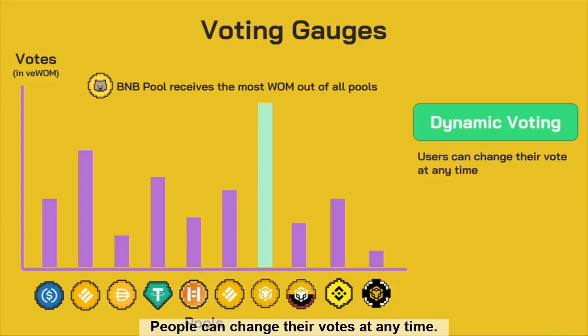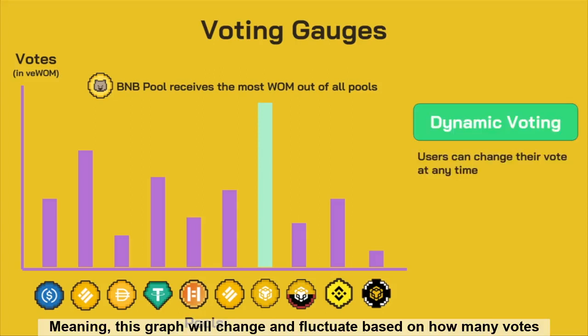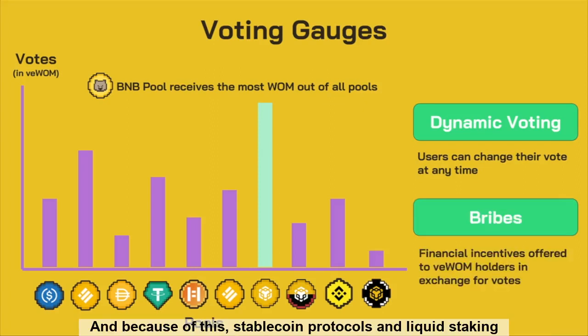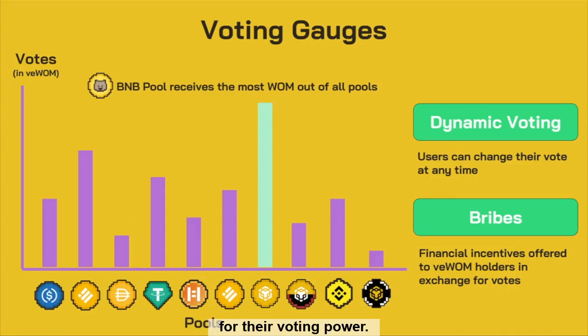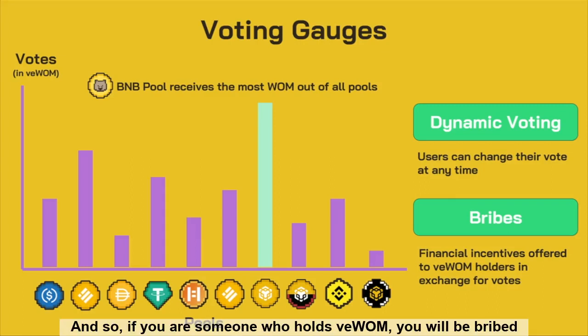People can change their votes at any time, meaning this graph will change and fluctuate based on how many votes it gets. And because of this, stablecoin protocols and liquid staking protocols will offer financial incentives to VE-WOM holders in exchange for their voting power. And so if you are someone who holds VE-WOM, you will be bribed by these protocols so that you would vote for their liquidity pools.